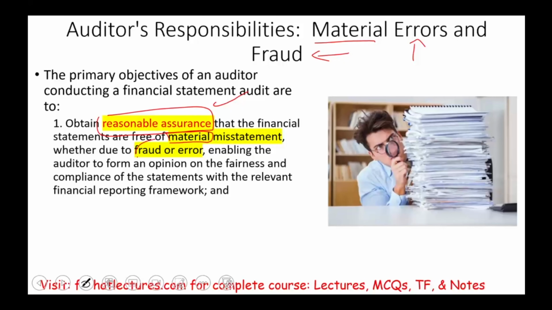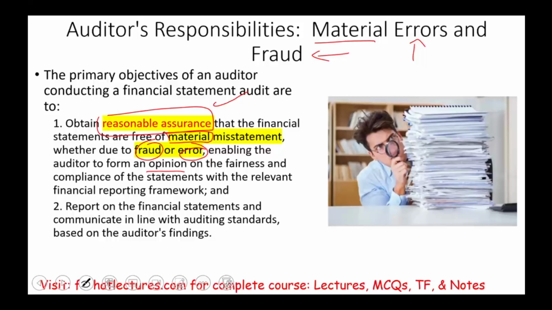Whether due to fraud or error, then we will define fraud and error, enabling the auditor to do what? Form an opinion on the fairness and compliance of the financial statement with the relevant reporting framework, whether that framework is GAAP or IFRS. Then the auditor would report on the financial statement by issuing a report and stating their opinion. So in this session, we will focus on what it means by material misstatement, what it means by fraud, and what it means by errors. Let's go ahead and get started.